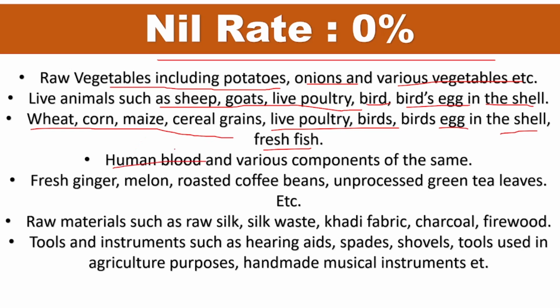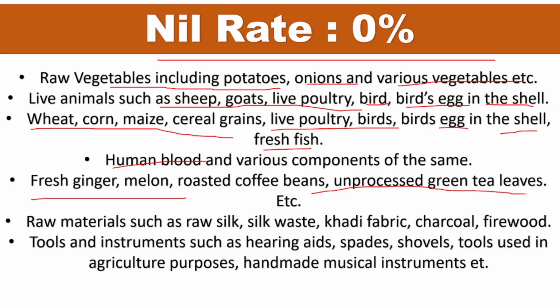Next, human blood. When your blood requirement is there, you go to a blood bank and bring the blood. At that time there is no tax. Then various medical components which are nil rated. Next, fresh ginger, melon, roasted coffee beans, and unprocessed tea leaves. If it is processed, then tax is there. Unprocessed green tea leaves have no tax.